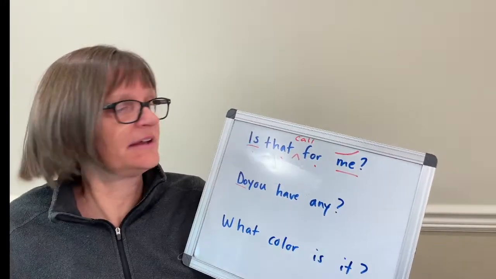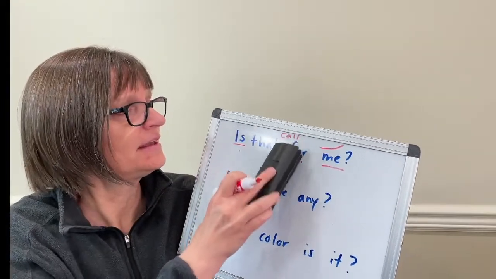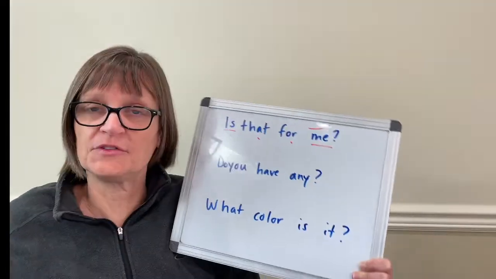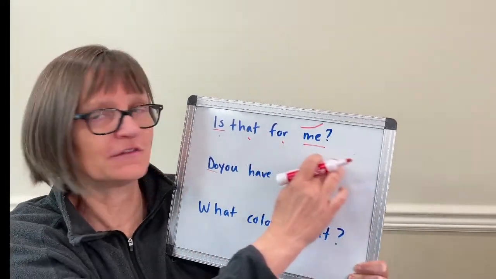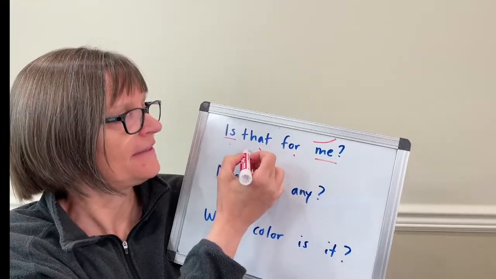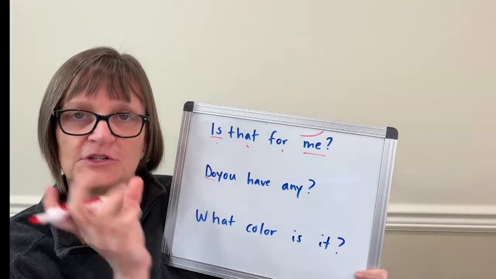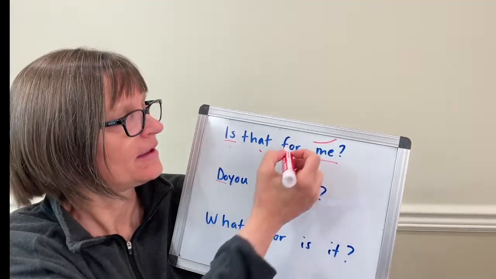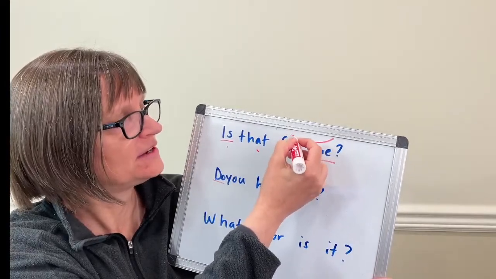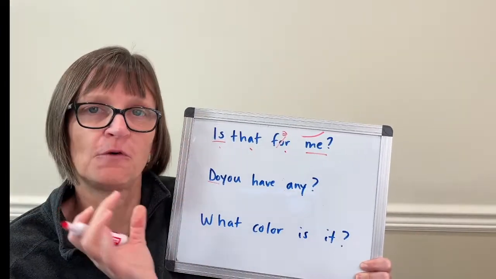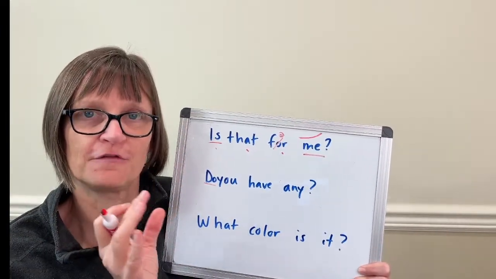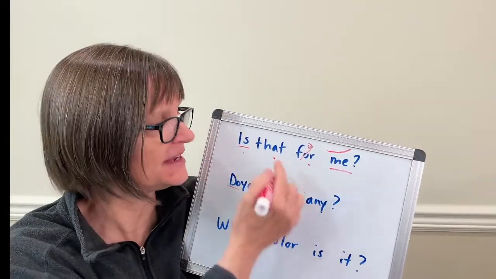Also notice that in is that for me, because me is stressed, it gets the clear vowel and it's longer, and the is that for gets reduced and it's going to be quicker. The main reduction we do here is that we aren't going to say for any longer, but rather for. Is that for me?